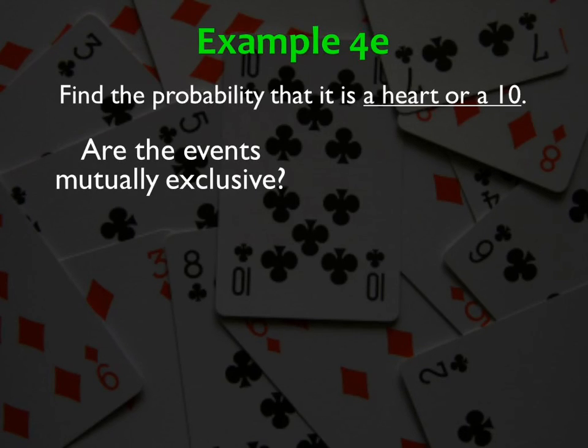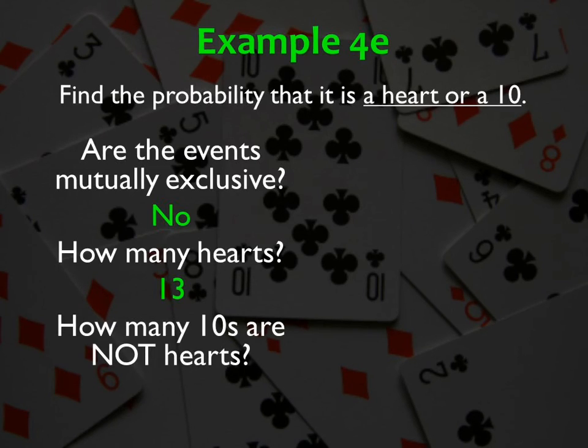So what you want to do is think about, are the events mutually exclusive? They are not. You cannot add the outcomes together because there's going to be some overlap. So the first thing you want to ask is, how many hearts are there in the deck, the half deck of cards? Well, there are 13 of them.